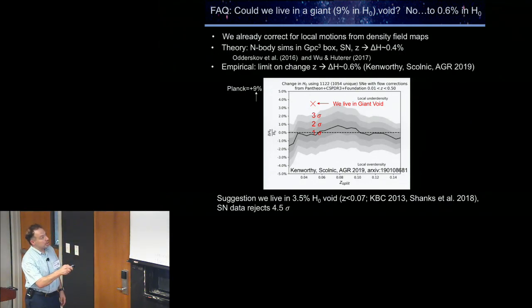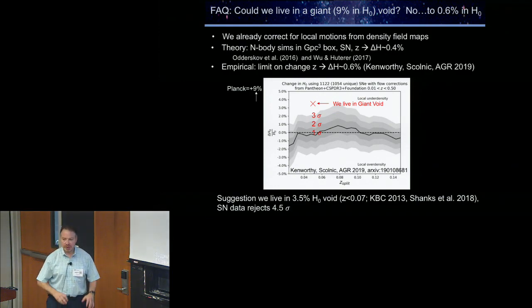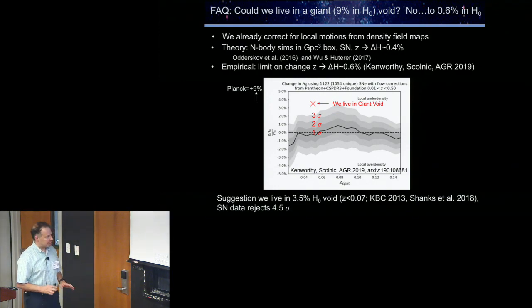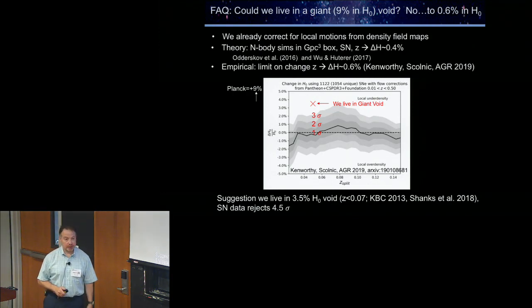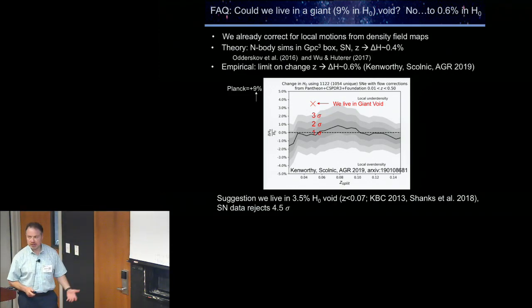And that's not nearly big enough for Planck, right? I mean, to get up to Planck, we need a 9% void. And so it just would violate the Hubble diagram of supernovae, which looks very smooth, and it would violate what you would expect from large-scale structure. That's just sort of the bottom line with that, unless somebody has some other idea.